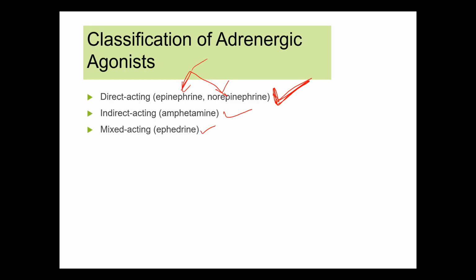So we have direct acting, we have indirect acting, and mixed acting. So there's three different kinds. You don't have to memorize that there's three different kinds, but just know that there are. So there's epinephrine that's working directly on the receptor sites, and amphetamines, and then there's ephedrine. Amphetamines would be your Adderall, your Ritalin, and also methamphetamine.